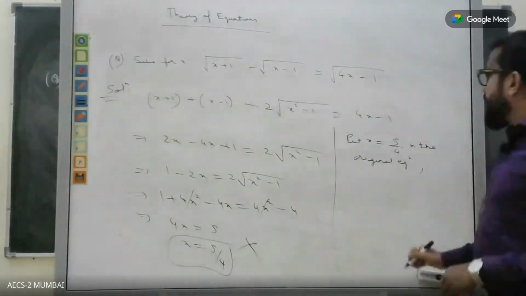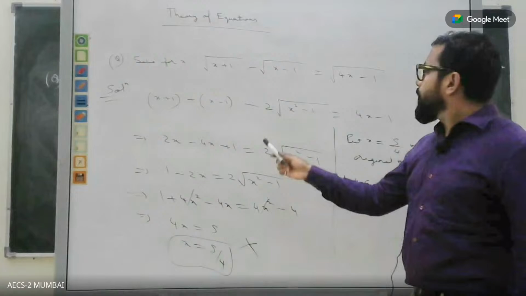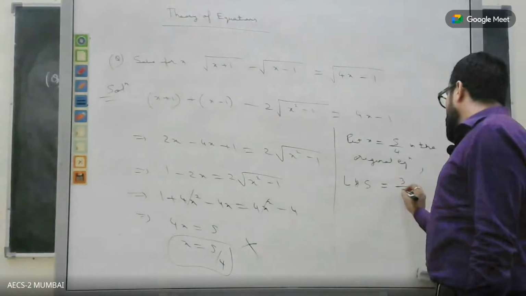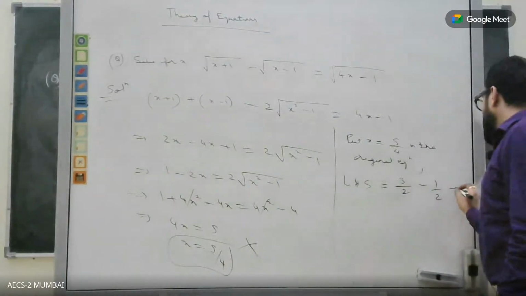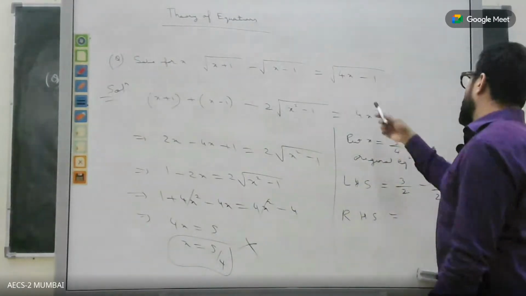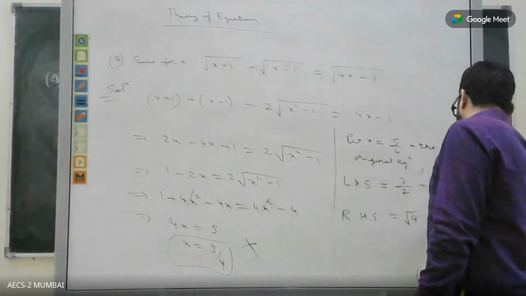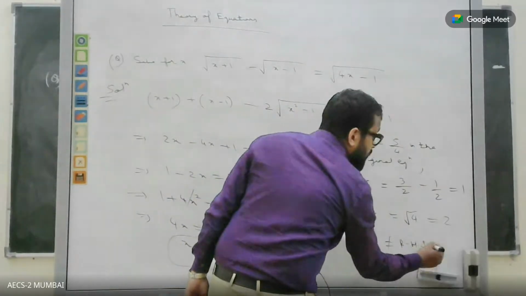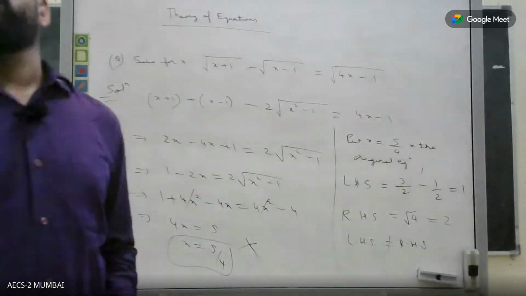In this case, what is the LHS? What will the LHS be, tell me? 5 by 4 plus 1 is 9 by 4, whose root is 3 by 2. 1 by 4's root is half. So this equation has no real roots.